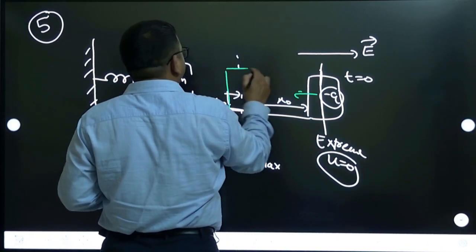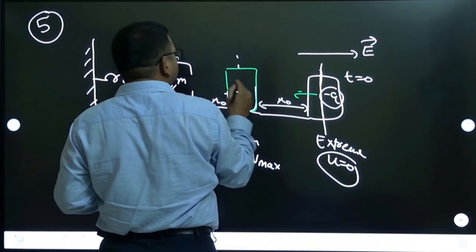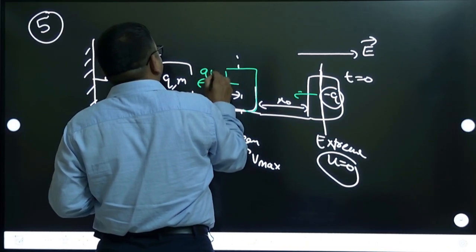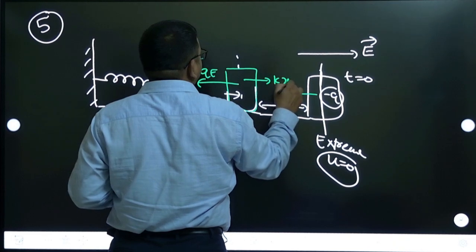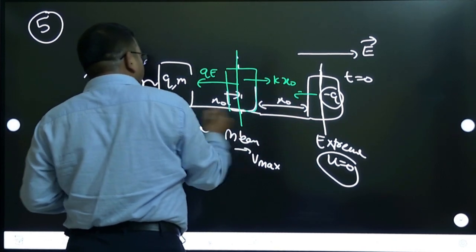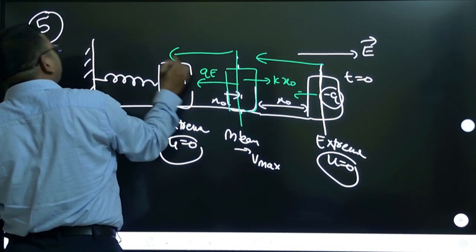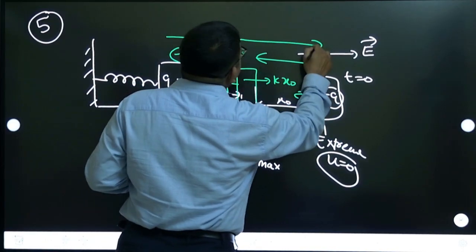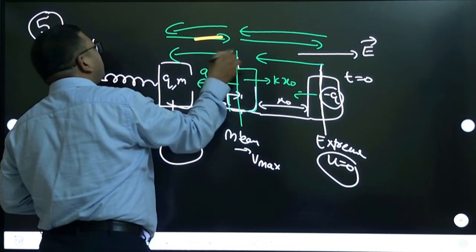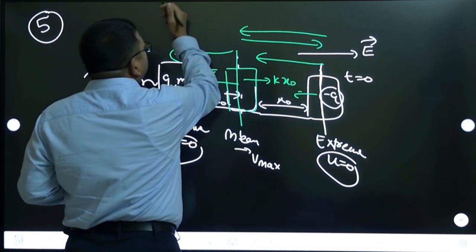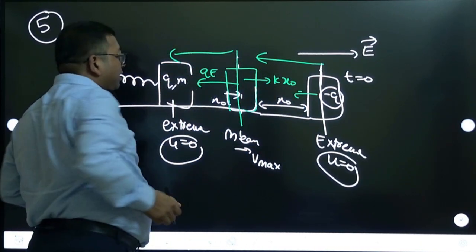So at this position, because of negative charge, force acts opposite of field. So QE balances Kx naught. So the mean position is this way. So as soon as you leave it, it will come here, equilibrium. It will go here, then come back here, then go here, then come back. Then oscillation will keep on happening like this, right? This is how oscillation will happen. Are you clear about this?